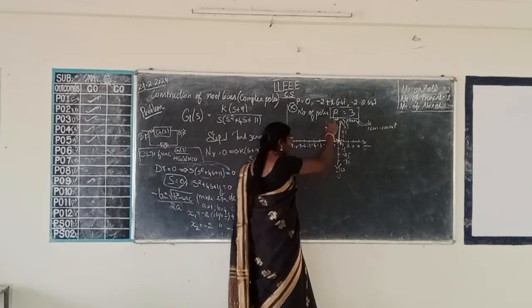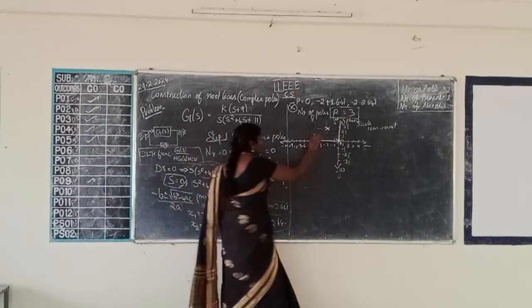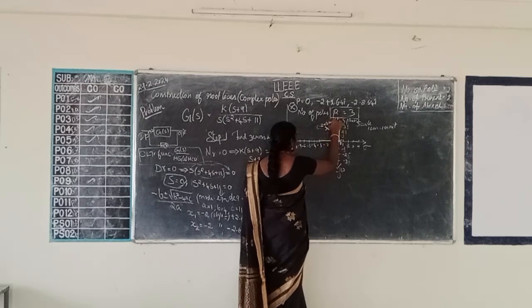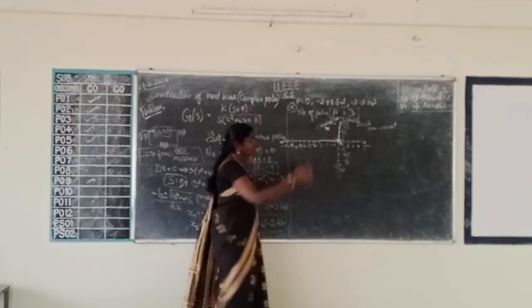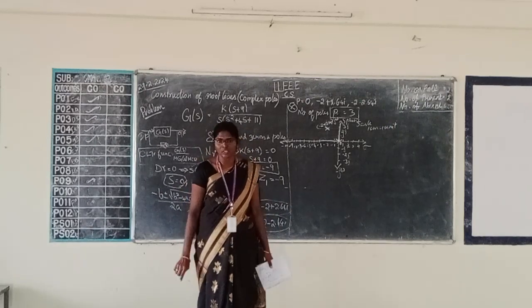This point is minus 2 plus 2.64j. Clear? So that is your minus 2 plus 2.64j, or you can write it as i. Both i and j can be considered as the imaginary axis.